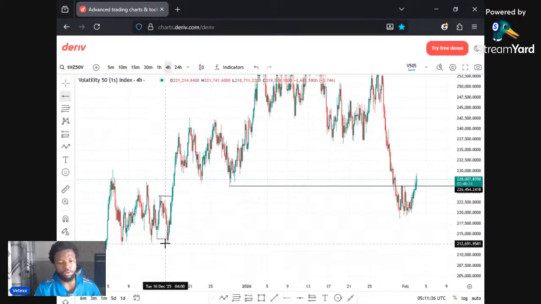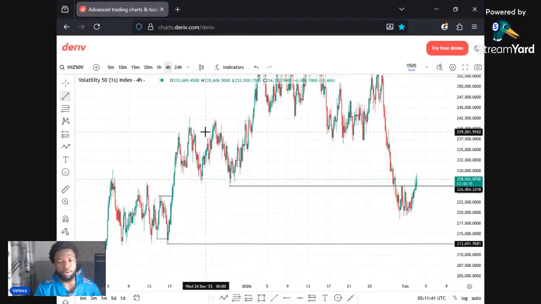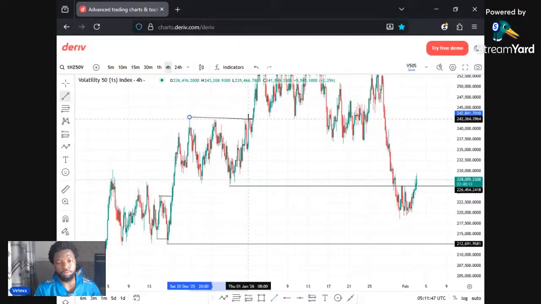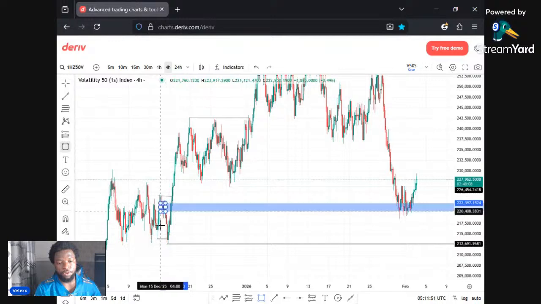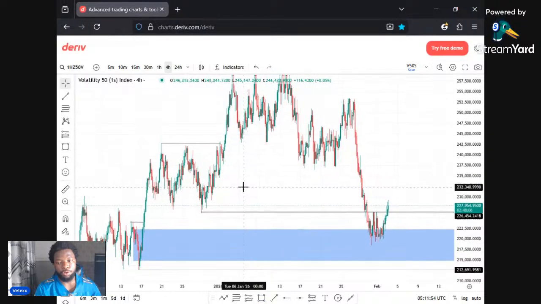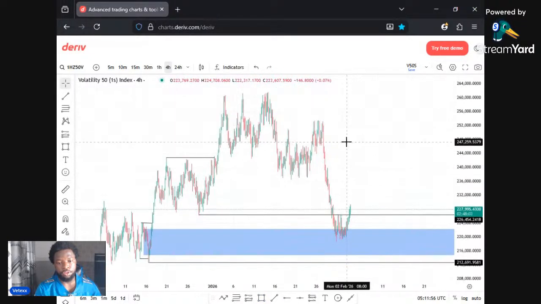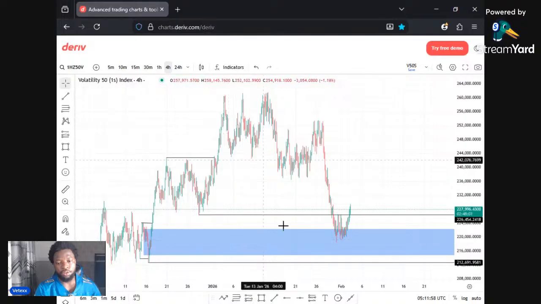And now this becomes what? Our protected low. So this is now our what? Second break of structure. So this is our POI. So now this is the starting point for this pair, 24 hour. This is the starting point, and this is the finish point. So this is the 4 hour.